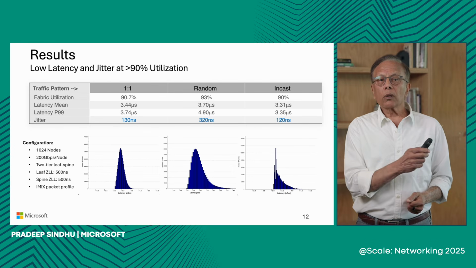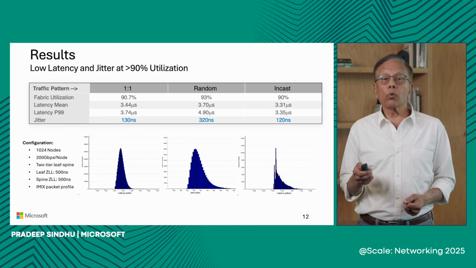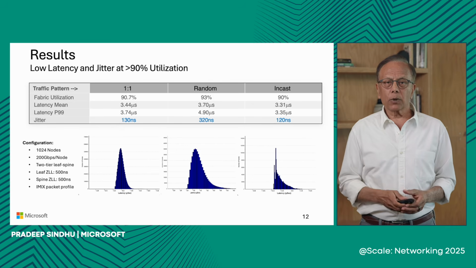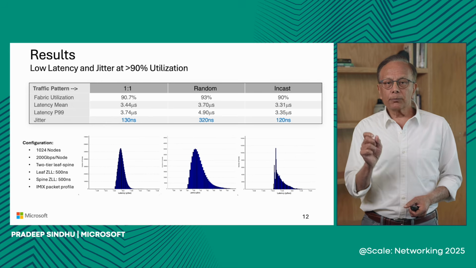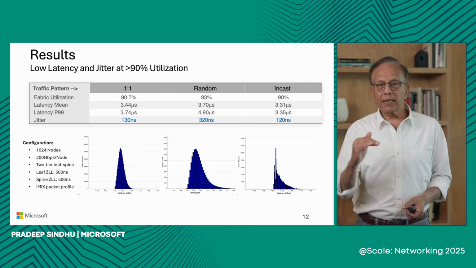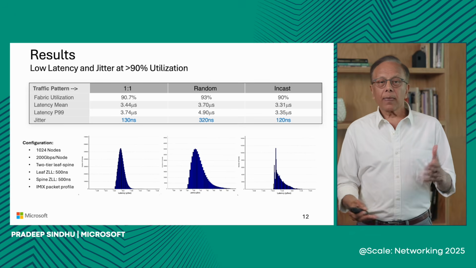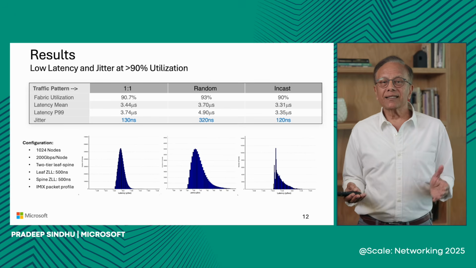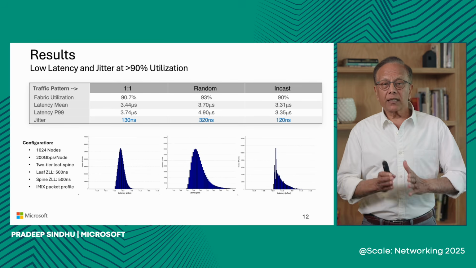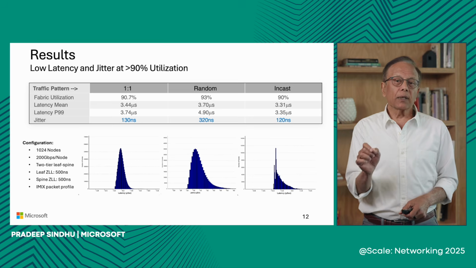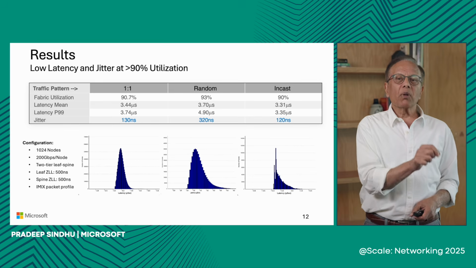You can see for all three of these, you're operating at more than 90% utilization of the bandwidth in the network. And very importantly, the latency is minimized and the jitter is tiny. Tiny meaning somewhere between 100 and 300 nanoseconds. This kind of jitter is unheard of. And it's very, very important because it will enable GPUs to run much more efficiently.